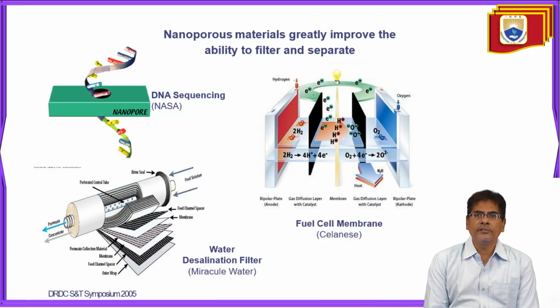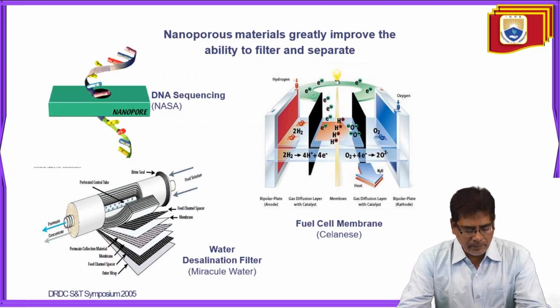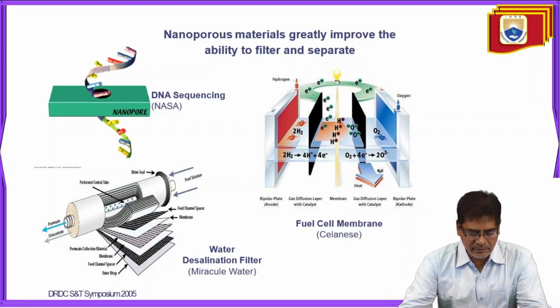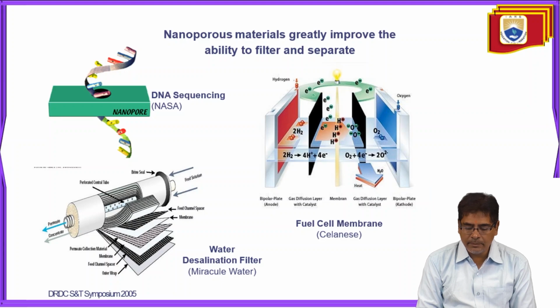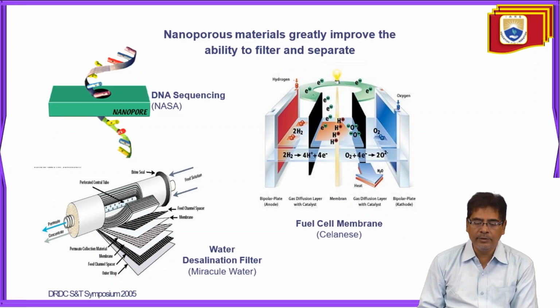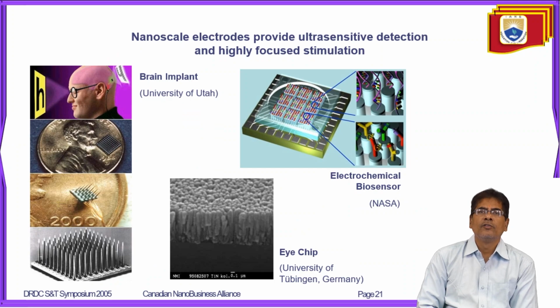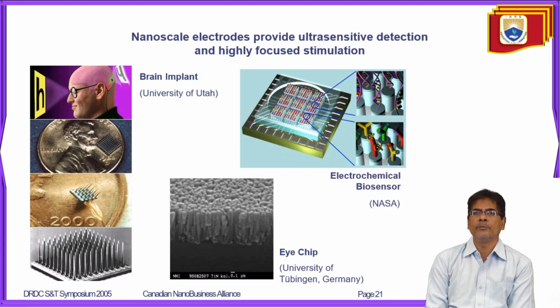Nanoporous materials greatly improve the ability to filter and separate. So this is a nanopore. We have DNA sequencing, and we have water desalination filters, and fuel cell membranes. The fuel cell has many components like bipolar plate, gas diffusion layer with catalyst, membrane, gas diffusion layer with catalyst, bipolar plate, with cathode and anode. So nanoporous materials greatly improve the ability to filter and separate. Nanoscale electrodes provide ultra-sensitive detection and highly focused stimulation.